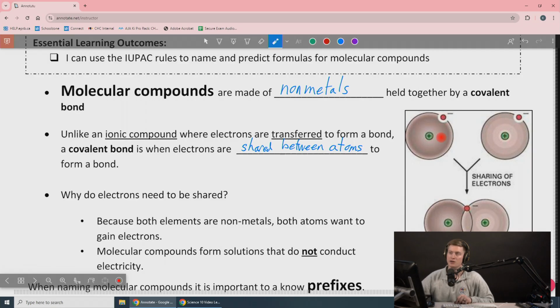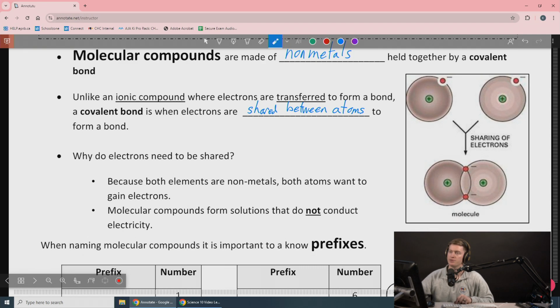This is a little bit of a diagram. We have two different atoms which come together to form a molecule by the sharing of electrons. This section here, where these electrons are shared, that is our covalent bond.